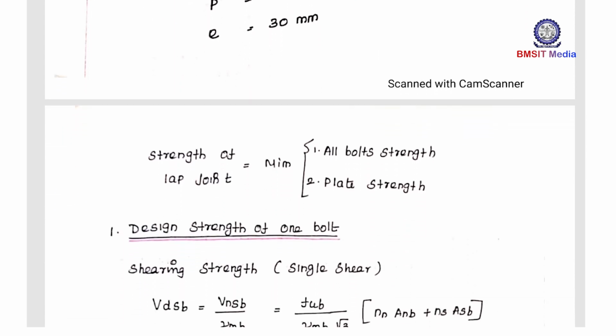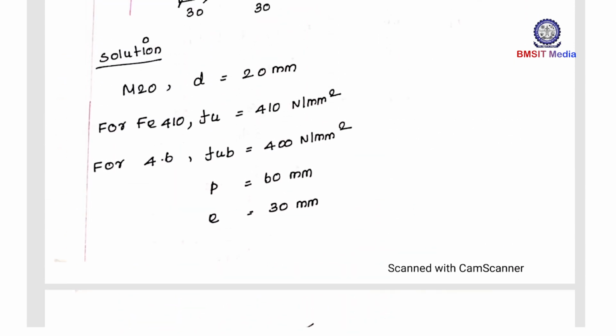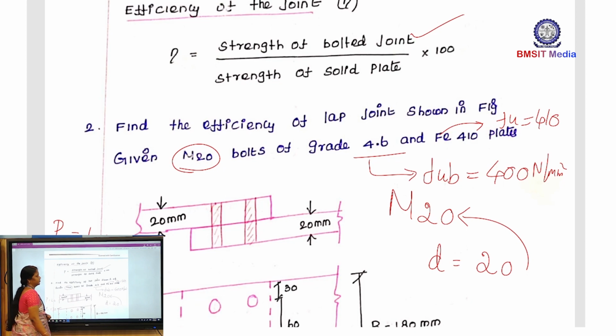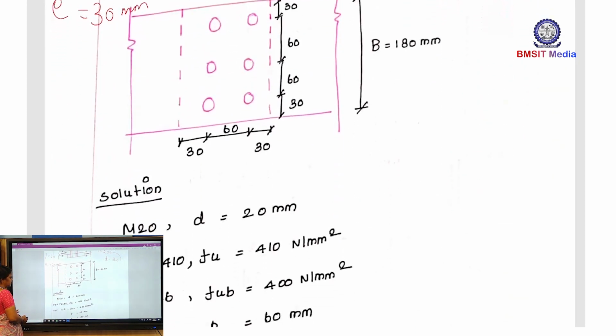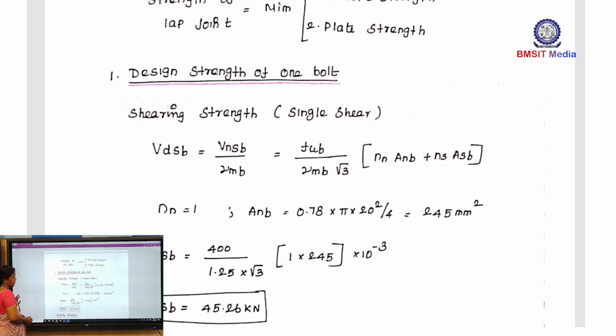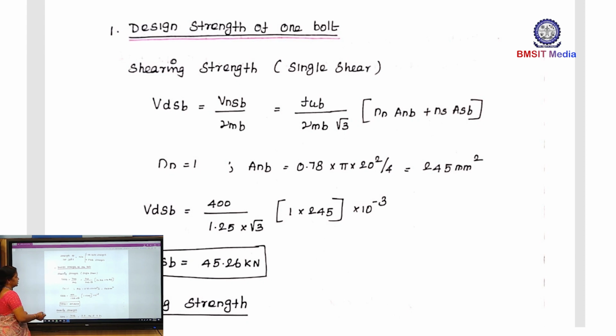Now, first for finding the efficiency of the joint, we need to calculate the strength of bolted joint. For the strength of bolted joint, we want the bolt strength as well as plate strength. After that, we have to take the minimum value. The first one is the design strength of one bolt. That is a lap joint, and we know that a lap joint is subjected to single shear. Use the same formula, that is VDSB equal to VNSB divided by gamma MB. So, VNSB equal to FUB divided by root 3 into gamma MB.